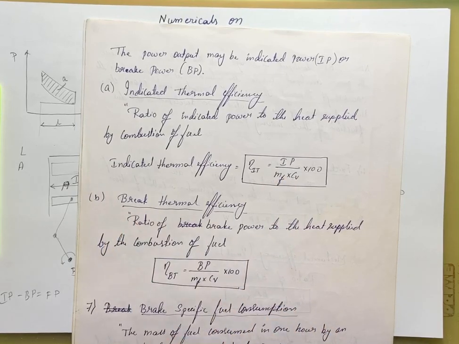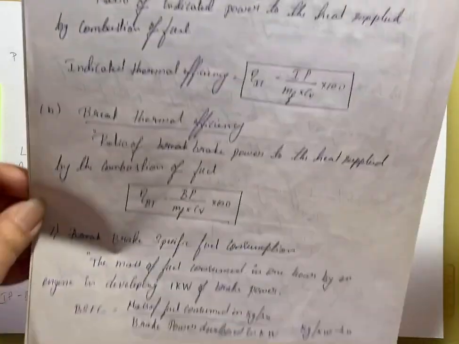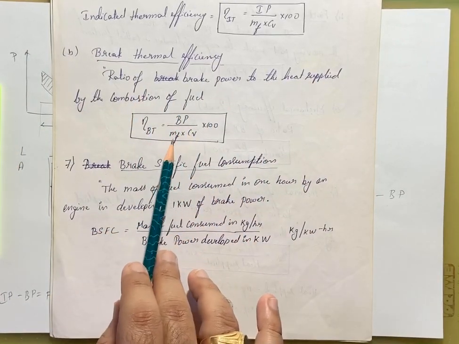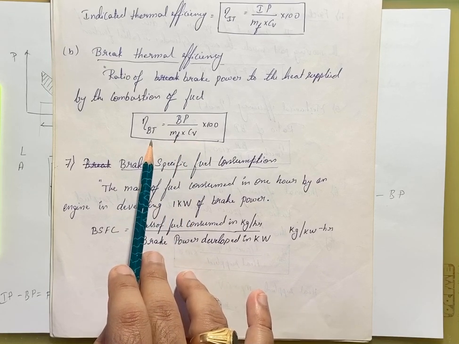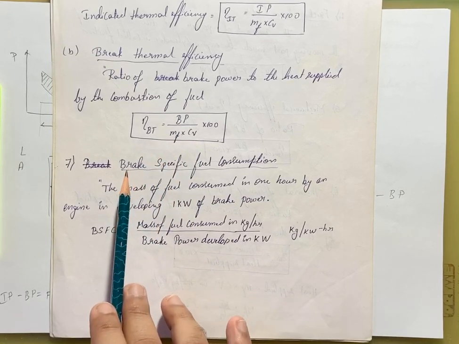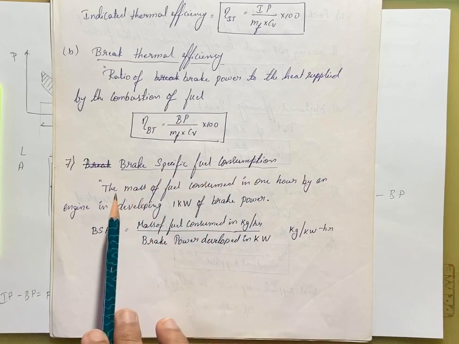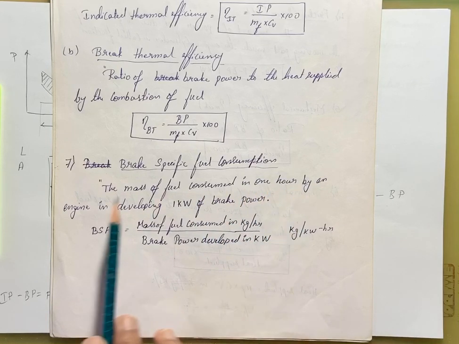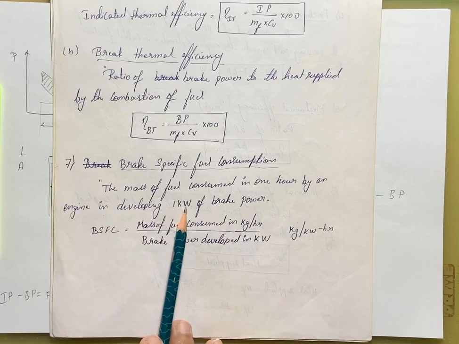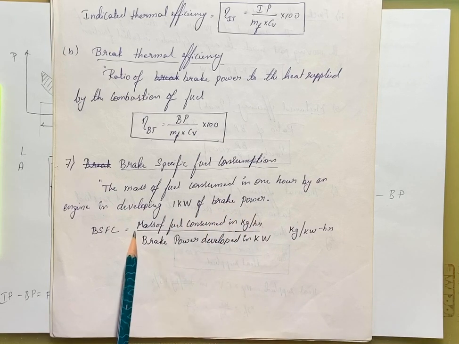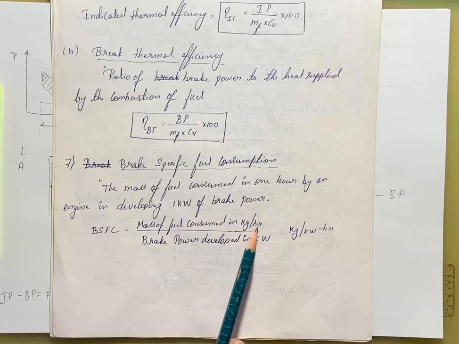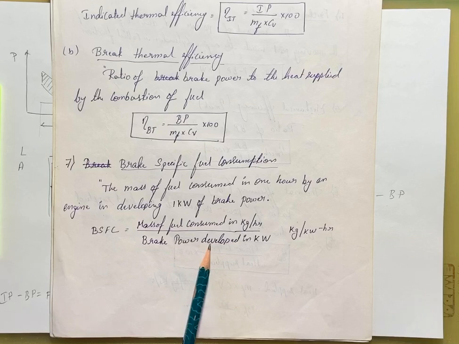Next we have brake thermal efficiency. Brake thermal efficiency is the ratio of brake power to the heat supplied by combustion of fuel, that is BP divided by MF into CV. That is what brake thermal efficiency is. Next one is brake specific fuel consumption, BSFC. That is the mass of fuel consumed per hour by an engine in developing 1 kilowatt of brake power. This is the mass of fuel consumed in kg per hour divided by the brake power developed in kilowatts, right?